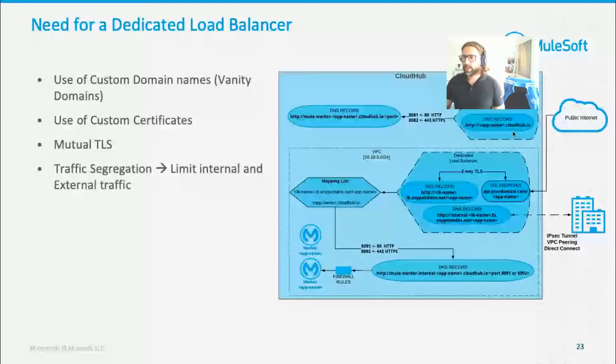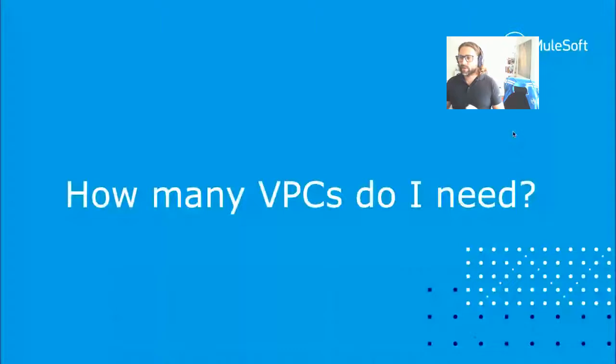All right, great. So now, based on all of these cases and examples, we know that we probably need a VPC for our Mule applications. But the question now is, is one VPC enough? Do I really need more than one VPC? And if so, how many VPCs do I really need for my deployment? How do I know how many VPCs I need? Let's have a look and see what you should consider to calculate the number of VPCs.